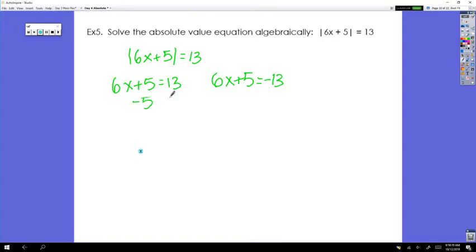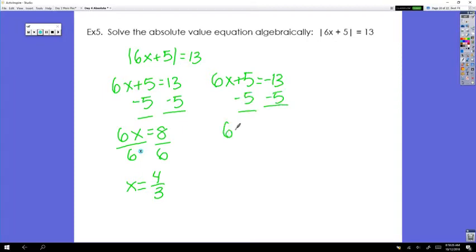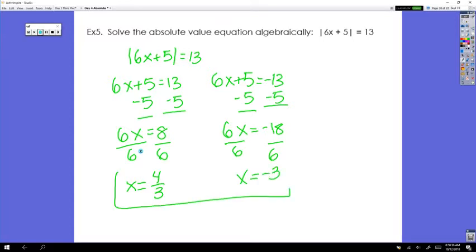From here, we subtract 5 from both sides. We get 6x is equal to 8. Divide both sides by 6. X is going to be equal to 8 over 6, which is the same thing as 4 over 3. On this one, we subtract 5 from both sides. 6x is equal to -18. Divide both sides by 6, and x is equal to -3. And these are our answers.